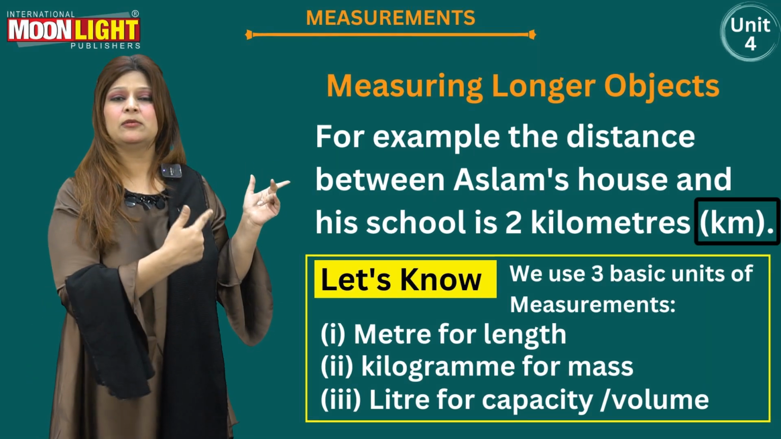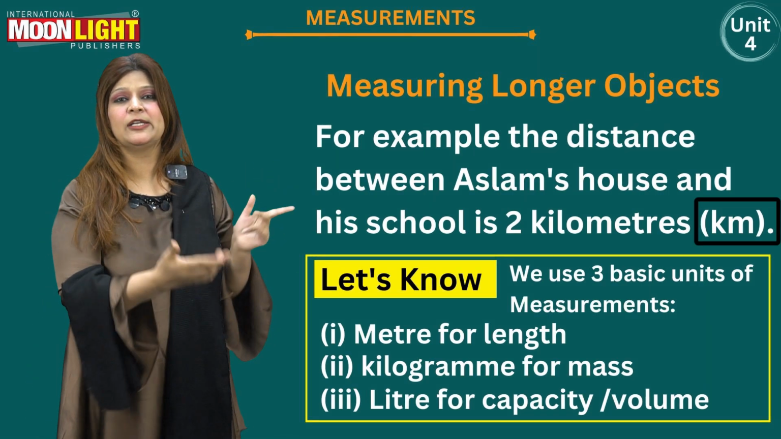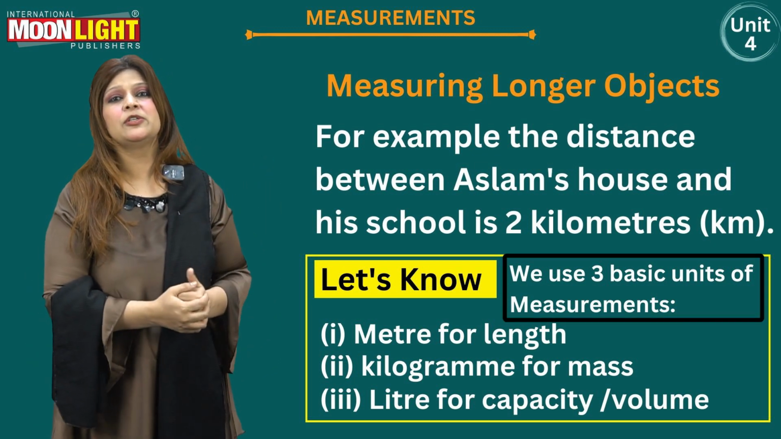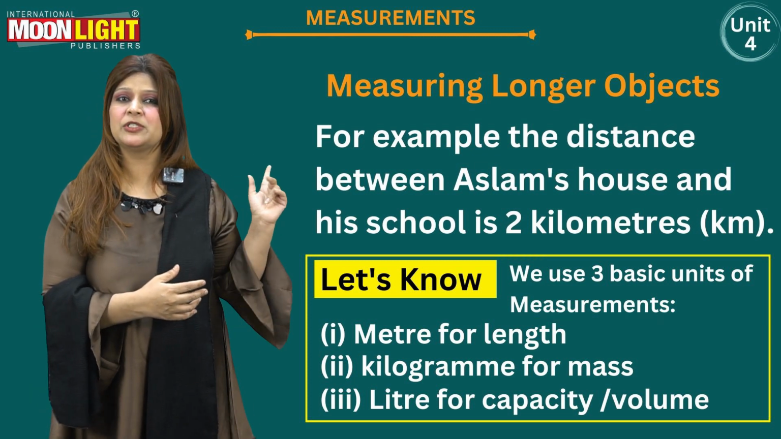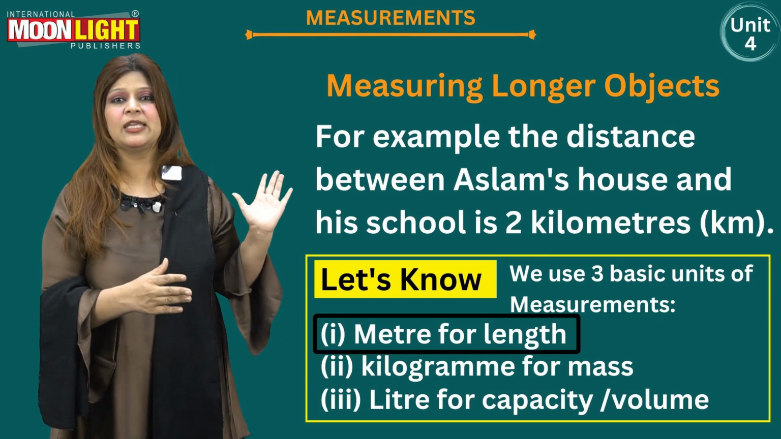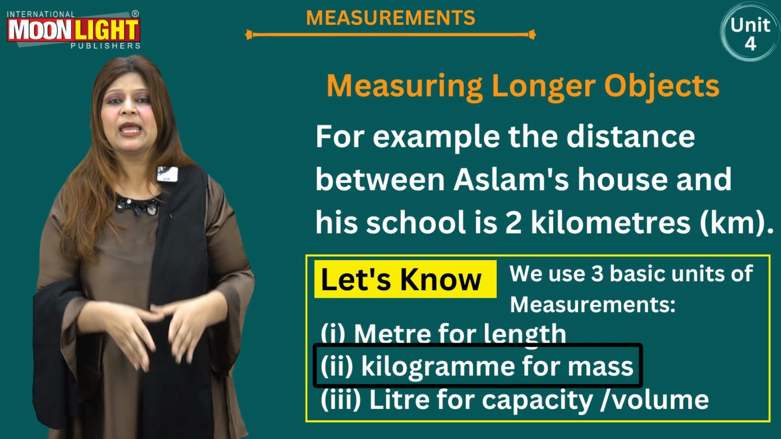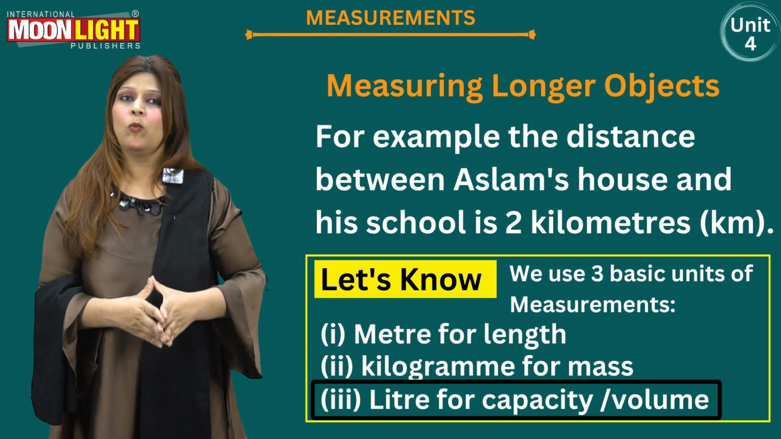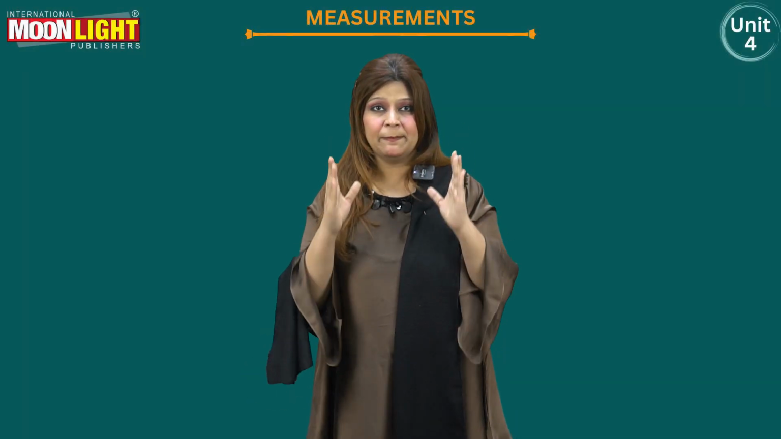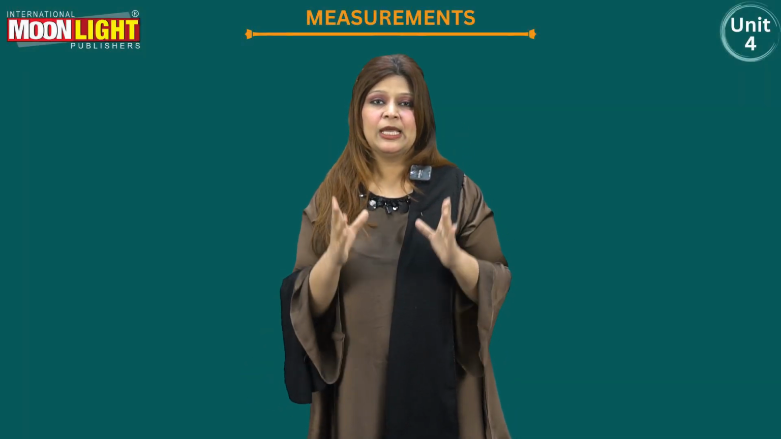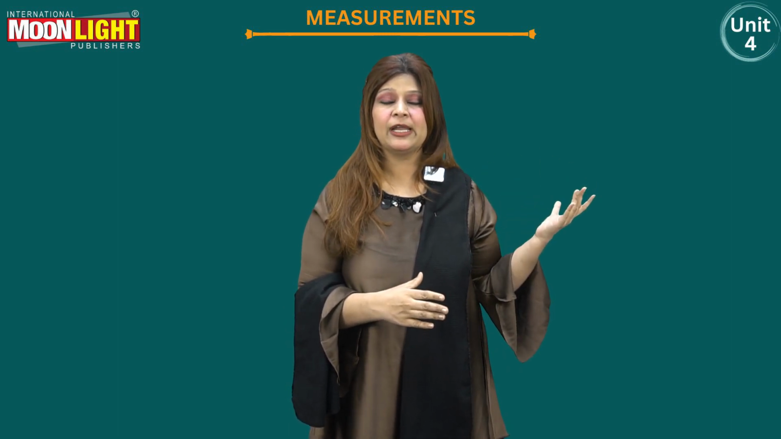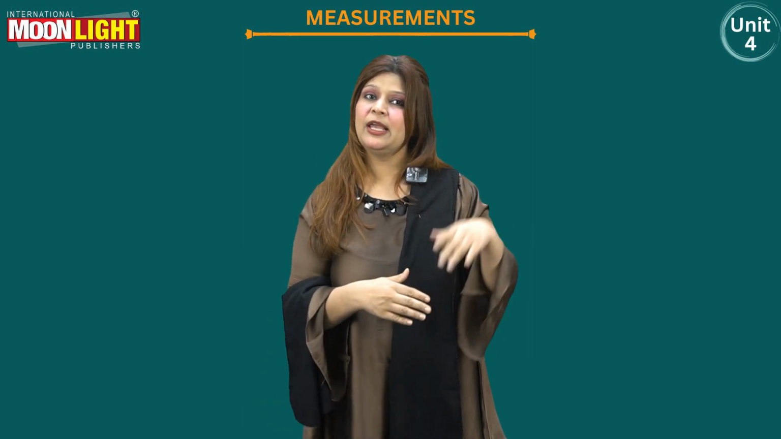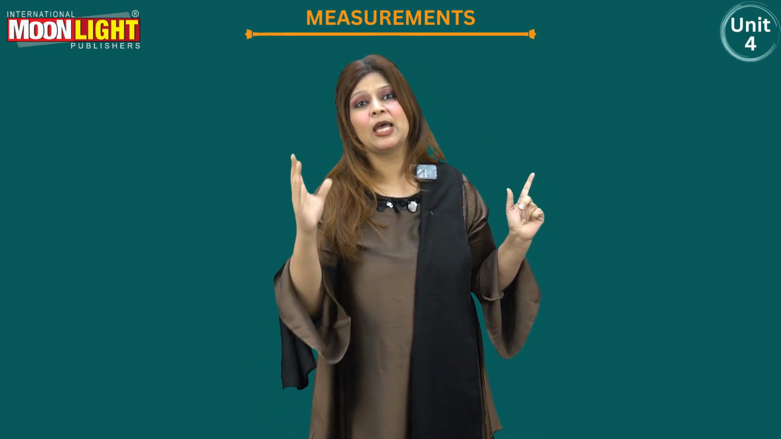This is given in small abbreviation k, small k and small m. So you must know this thing as well. We use 3 basic units of measurements, which is the first one meter for length, the second one kilogram for mass, and the third one liter for capacity, or you can say that volume. Hope you are going to remember these rules and remember the facts over here, that in 1 meter there are 100 centimeter and in 1 kilometer there are 1000 meter.